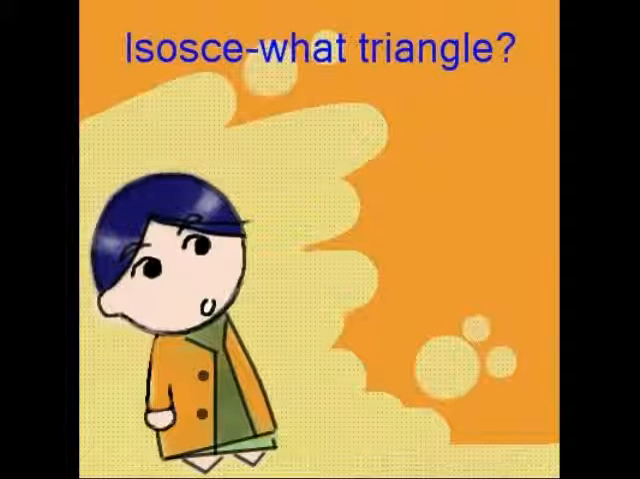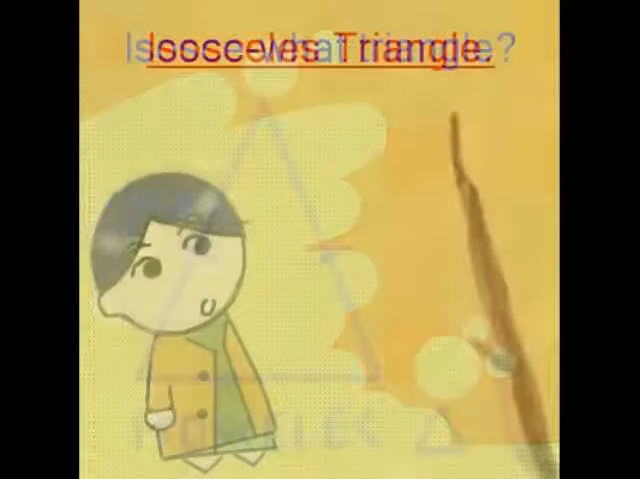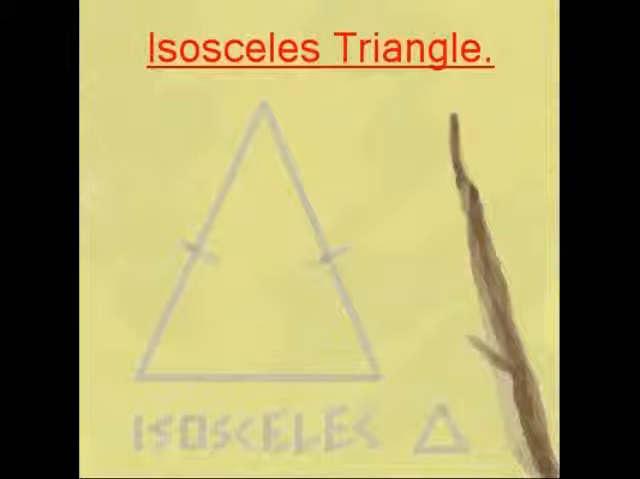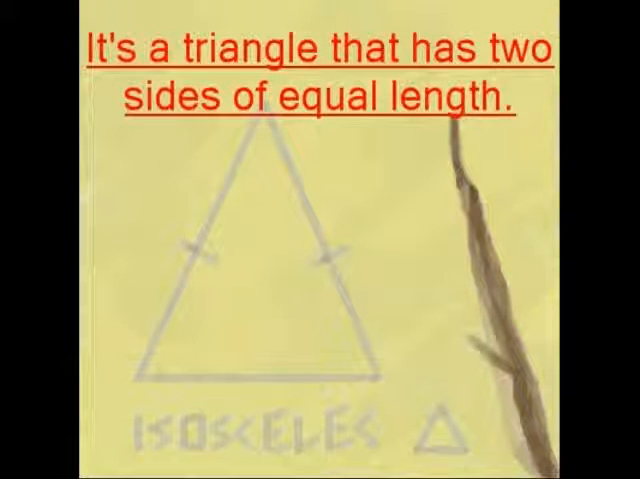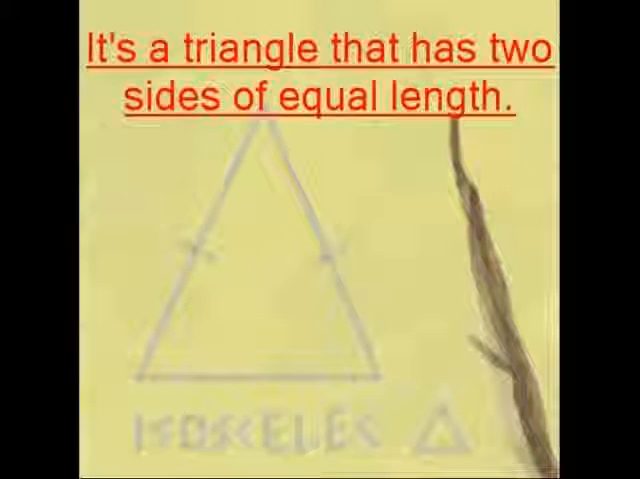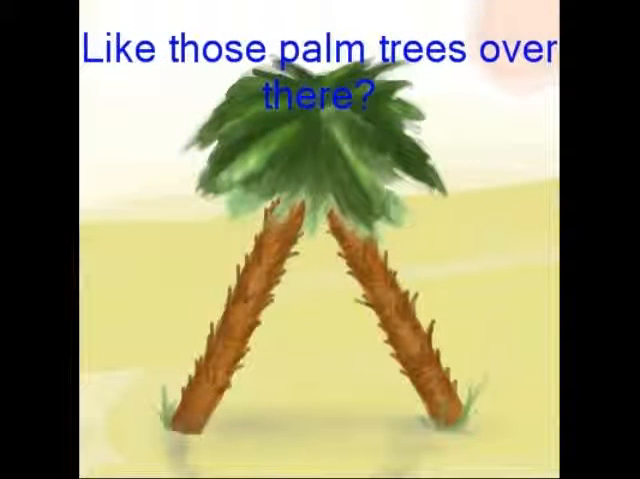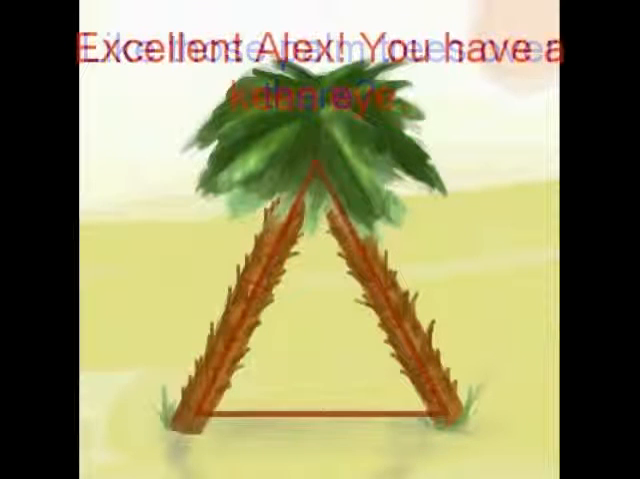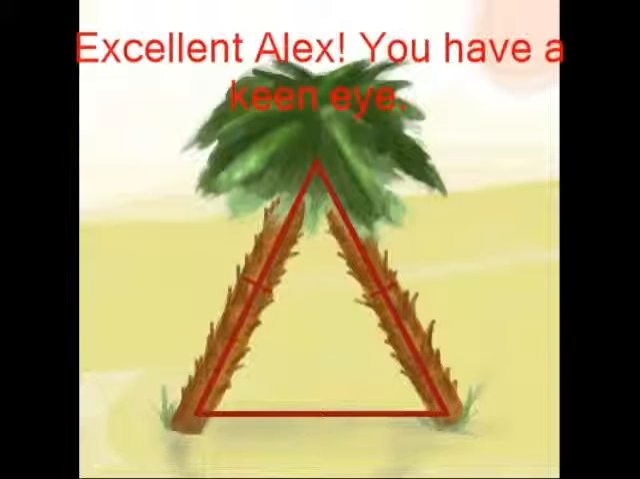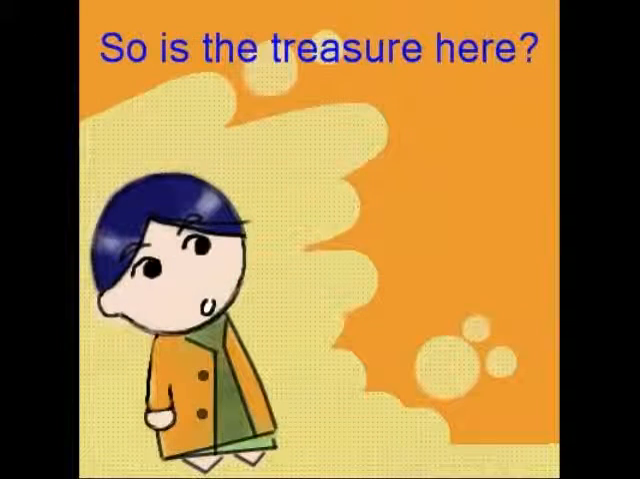What triangle? Isosceles triangle. It's a triangle that has two sides of equal length. Like those palm trees over there? Excellent, Alex. You have a keen eye. So, is the treasure here?